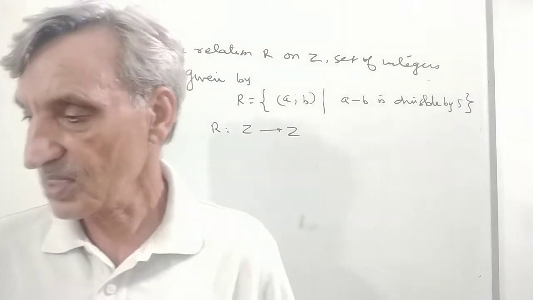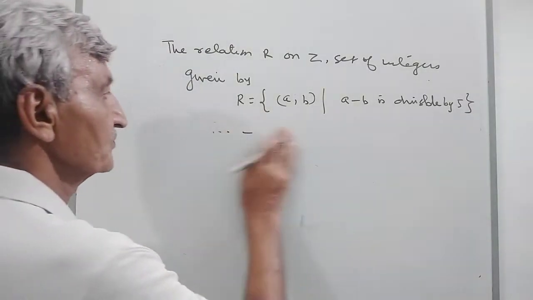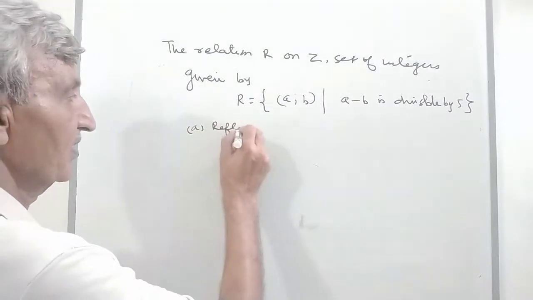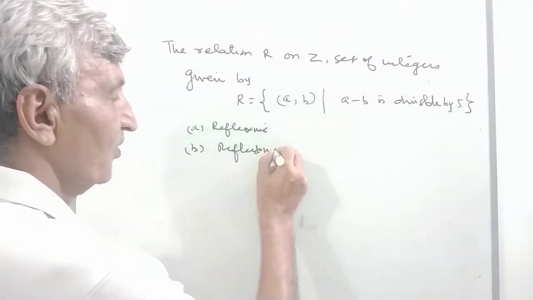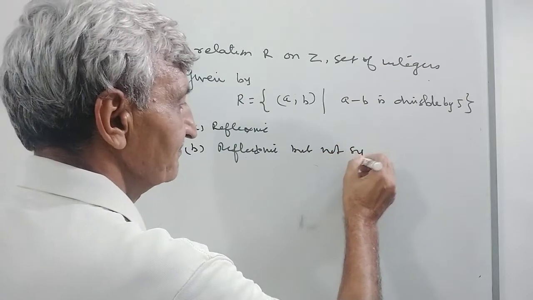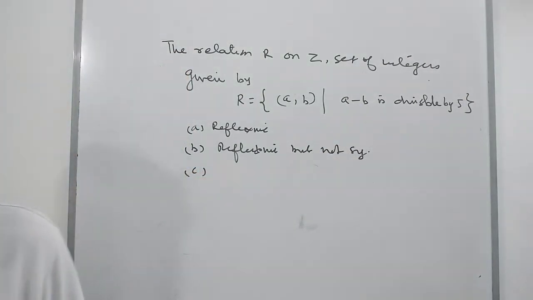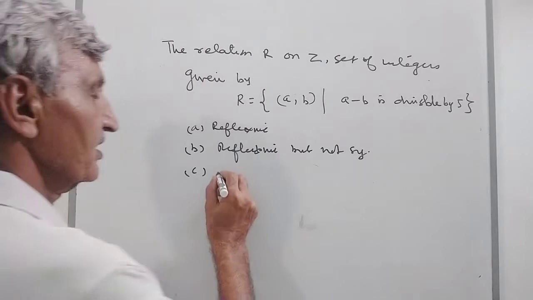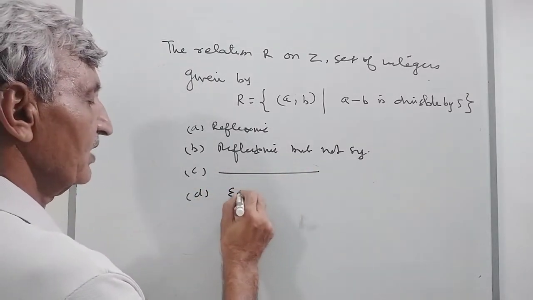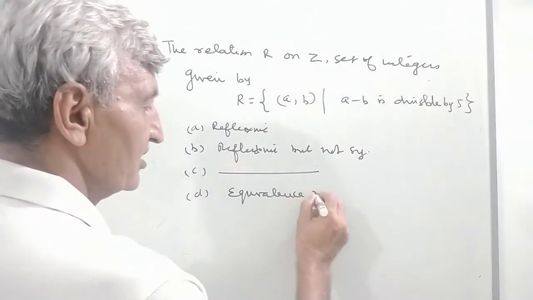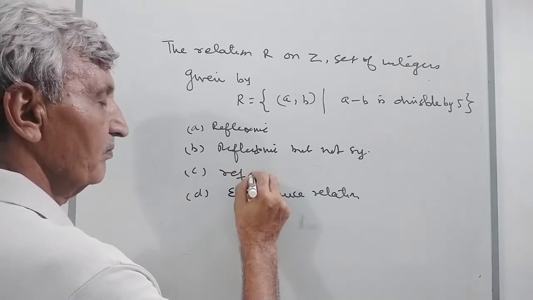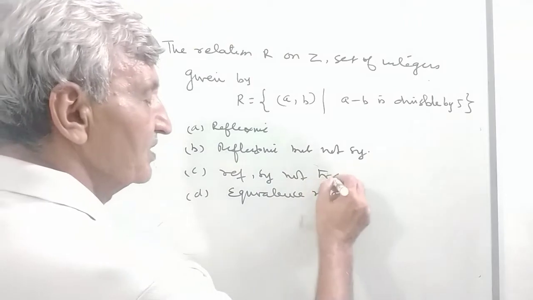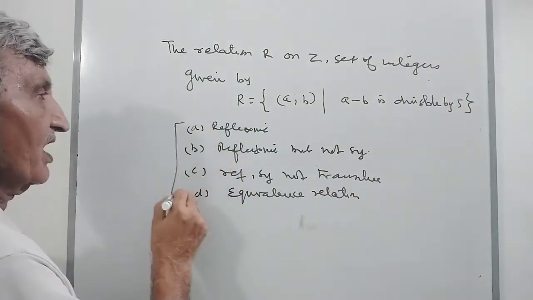Now the choices are: reflexive but not symmetric; symmetric but not transitive; an equivalence relation; or transitive, reflexive, symmetric but not transitive. I got this question asked in the examination. Find this.